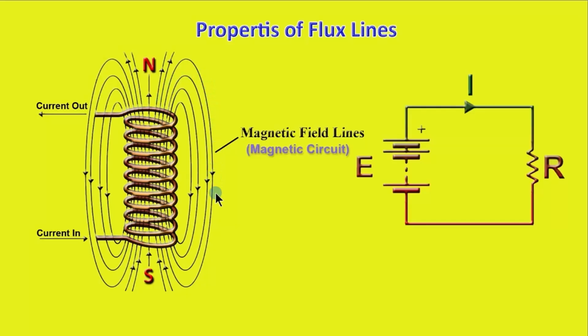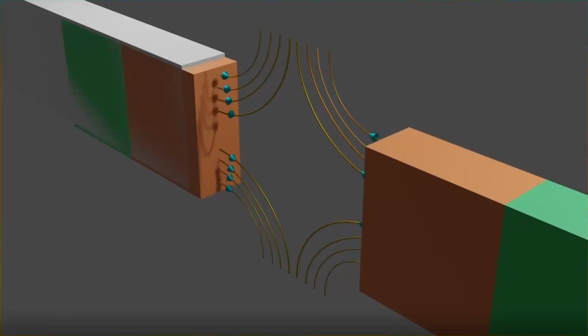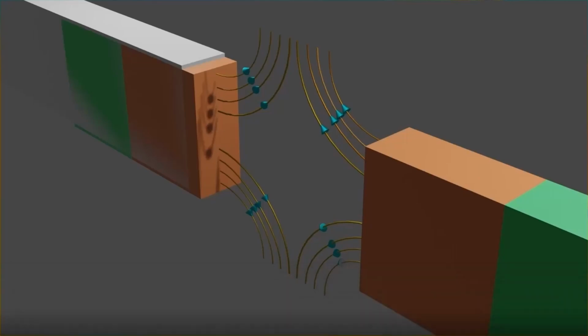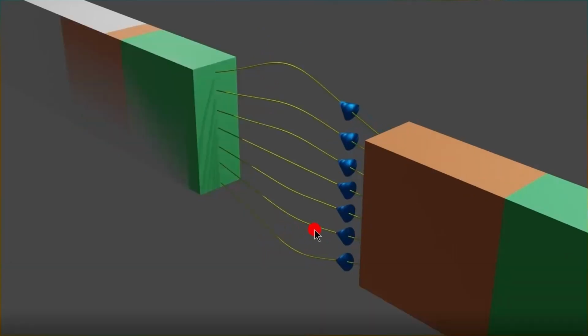Magnetic flux lines are just imaginary lines, while in an electric circuit, electrons are actually flowing through the circuit. The magnetic flux lines will never intersect. They form a closed loop. They behave like stretched elastic threads and always try to shorten themselves. Magnetic lines which are in the same direction and parallel will repel each other. North pole and north pole will repel each other. South pole and south pole will repel each other, while the magnetic flux lines in opposite direction will attract each other.